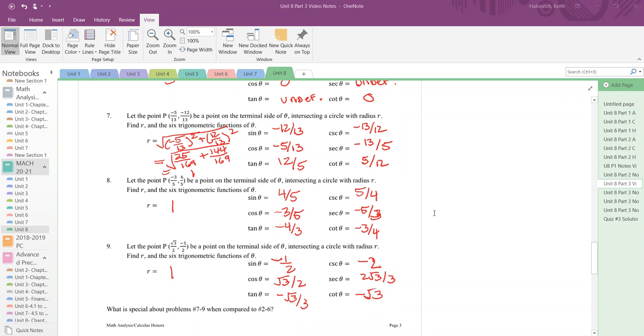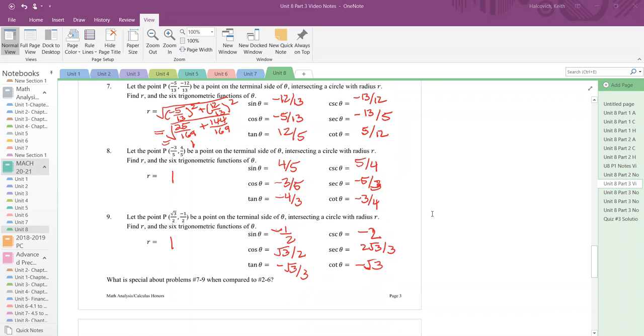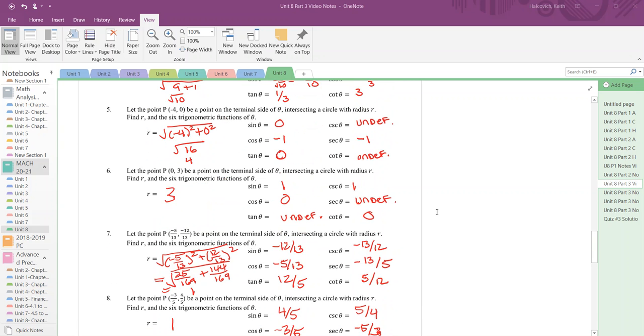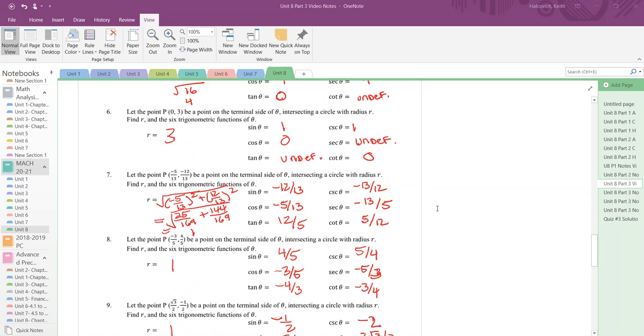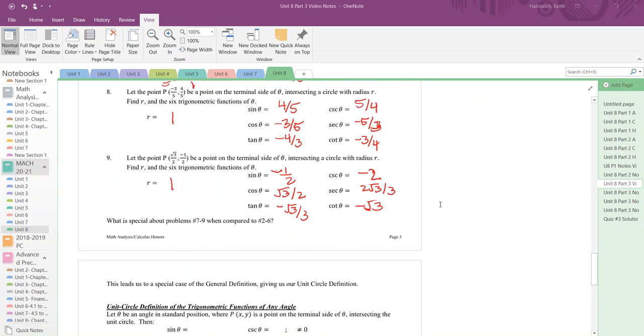All right, so then the question is, what is special about problems 7 through 9 compared to 2 through 6? Well, if you notice 2 through 6, the radius is a number other than 1, whereas 7 through 9, the radius is 1. So r is equal to 1, and that means it's a unit circle. And that's the definition of a unit circle.